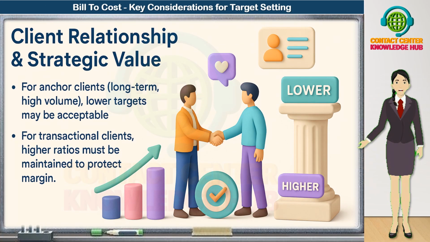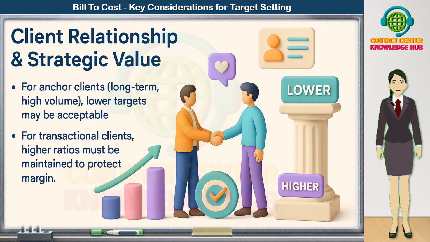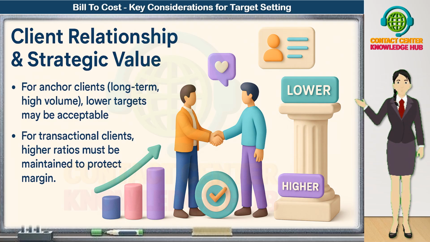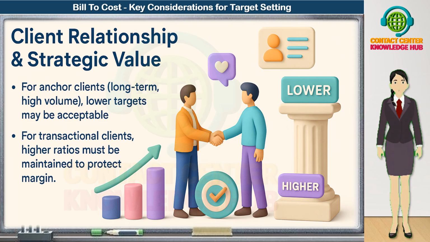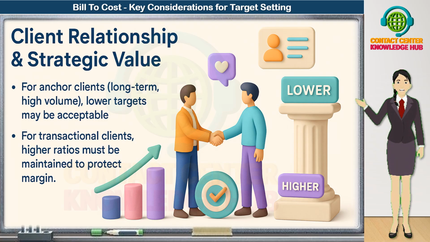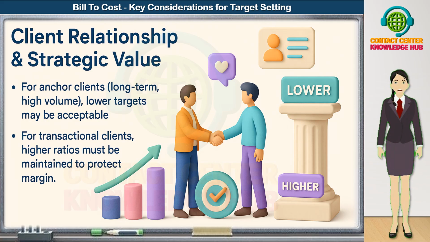Finally, let's consider the impact of client relationship and strategic value on bill-to-cost target setting. Not all clients hold the same strategic weight. Some accounts are anchor relationships: large, long-term clients that provide stability, growth potential, and cross-sell opportunities. For these clients, organizations may accept a lower bill-to-cost ratio because the strategic value outweighs short-term margin pressure.